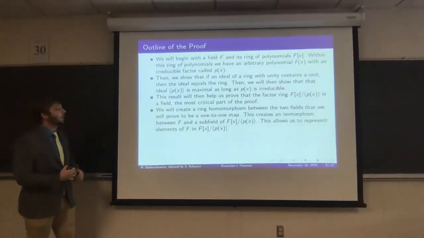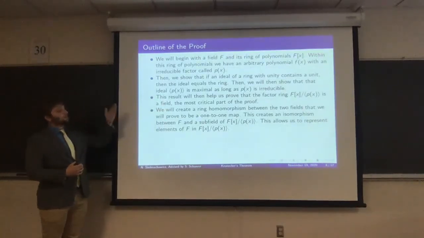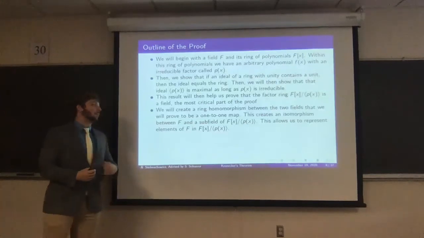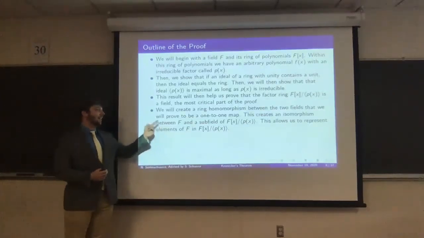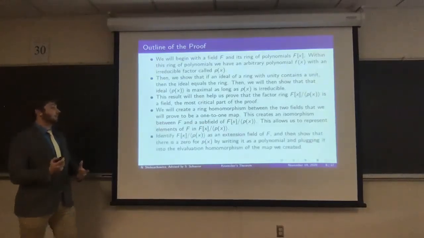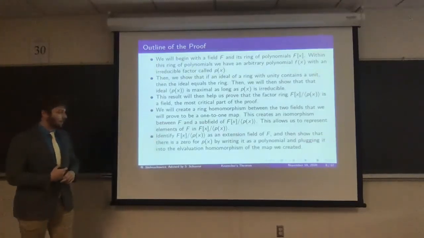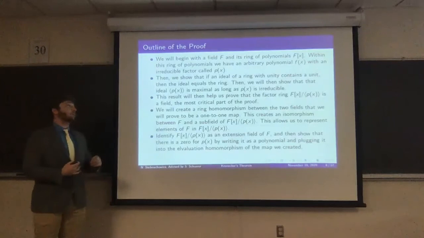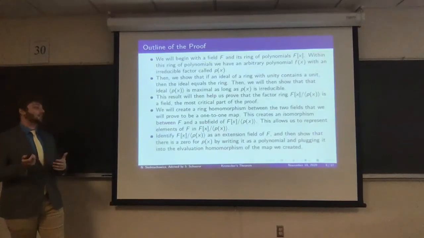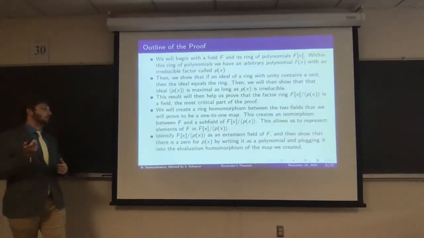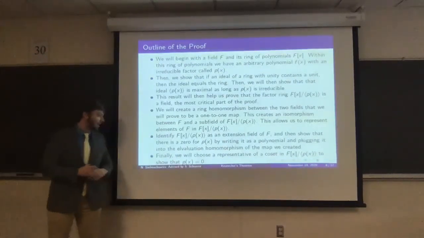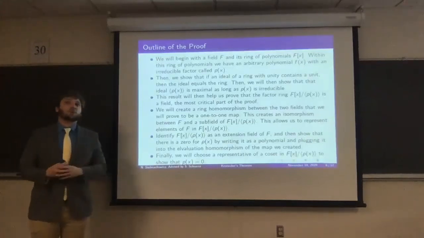Once we create the ring homomorphism, we're going to show that it is indeed an isomorphism, which means that we can represent elements of F in F[x] mod the ideal generated by p(x). From there, now that we can work in F[x] mod the ideal generated by p(x), we are going to show that our once irreducible factor, little p(x), is equivalent to 0 once we write it as a polynomial and plug it into the evaluation homomorphism. So as you can see all the way at the bottom here, we have that p(x) is equal to 0, which is where we're trying to get.